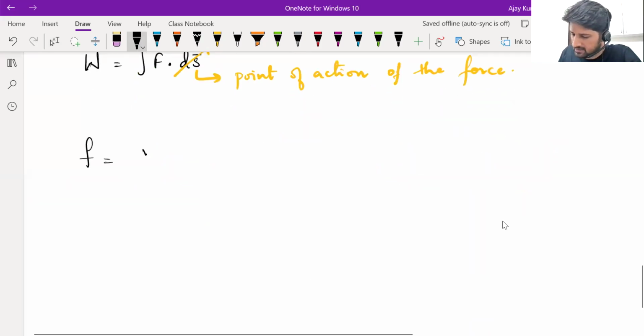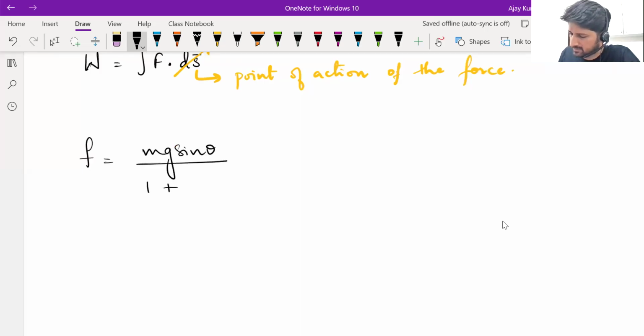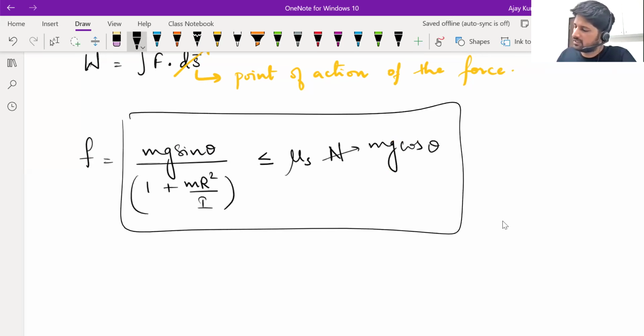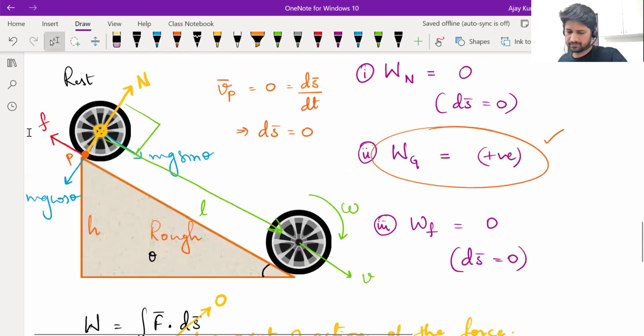Now, static friction has limits. We found the friction that must act in this case. This is the amount of friction that should act, and it should be less than or equal to mu s into normal force. Normal force here balances mg cos theta. By solving this equation, you can even find the minimum value of the coefficient of friction. So a lot of questions can be asked based on this situation, and you can answer any of them. Fine, let's solve one problem based on this.